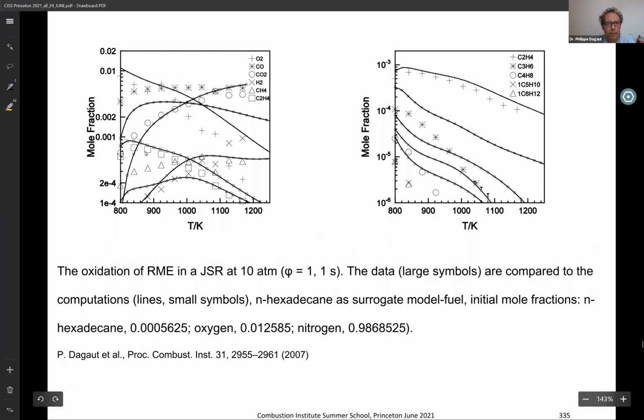Same thing for ethylene, for hydrogen. For CO we are below, and what else? Methane, we are below also. And for the olefins, C2, C3 is overpredicted, as well as C4, C5, and C6. So a different answer compared to what we got at atmospheric pressure.